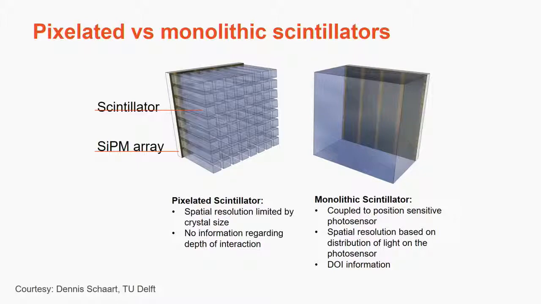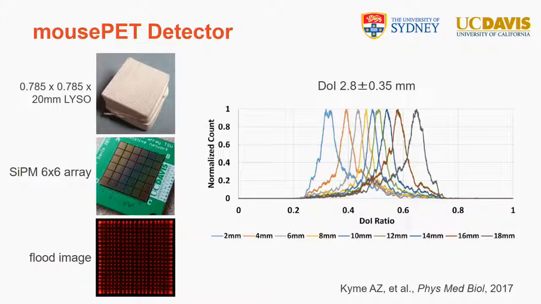Another approach is to use monolithic crystals. And here the aim is to estimate the location of the detection in 3 dimensions, and you do that by looking at differences in the light distribution coming from this monolithic scintillator. So there's lots of ways you can solve this particular problem.